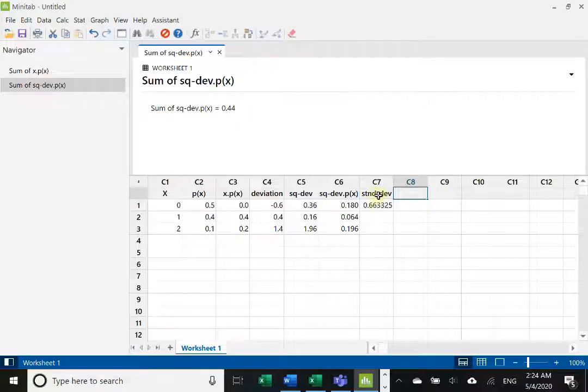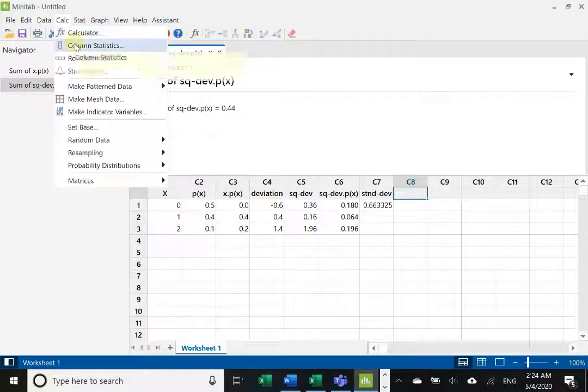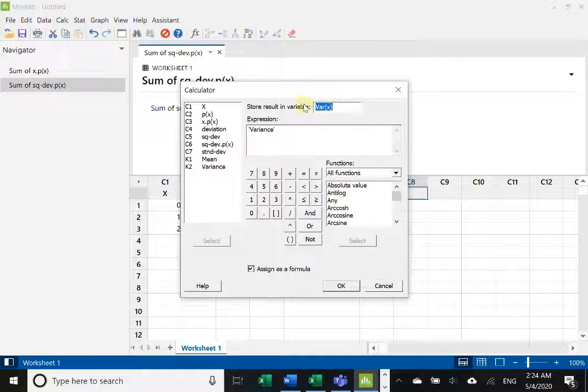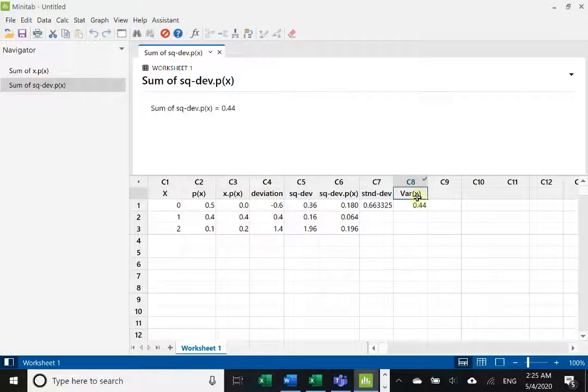So we have our standard deviation. Let's do the variance. So I'm going to go calc. We're going to go to calculator, and right in here I went ahead and typed, you can do that, type var parentheses x close parentheses. This was in there, so here's how I got it in there. Just double click variance. Now check assign as a formula so it appears in your spreadsheet. Actually, if you don't assign as a formula, it's not going to appear there. Hit OK, and there you go.